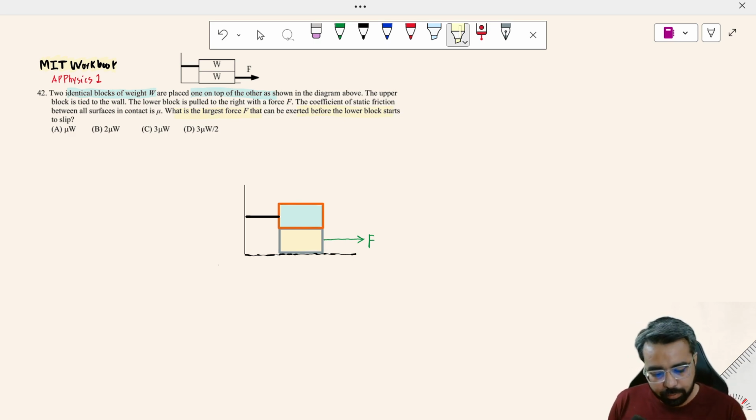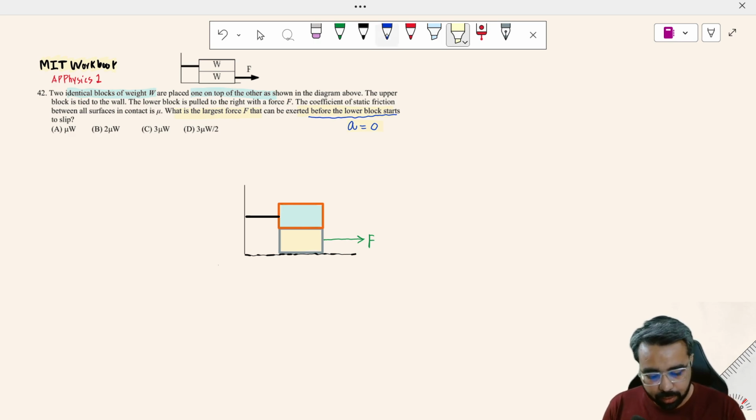It means that before the lower block starts to slip, we are talking about that instant at which the lower block is intact and it has not moved. It means that the acceleration of the lower block is zero. That's information that we have got from this line, and we are going to use it also when we make equations.